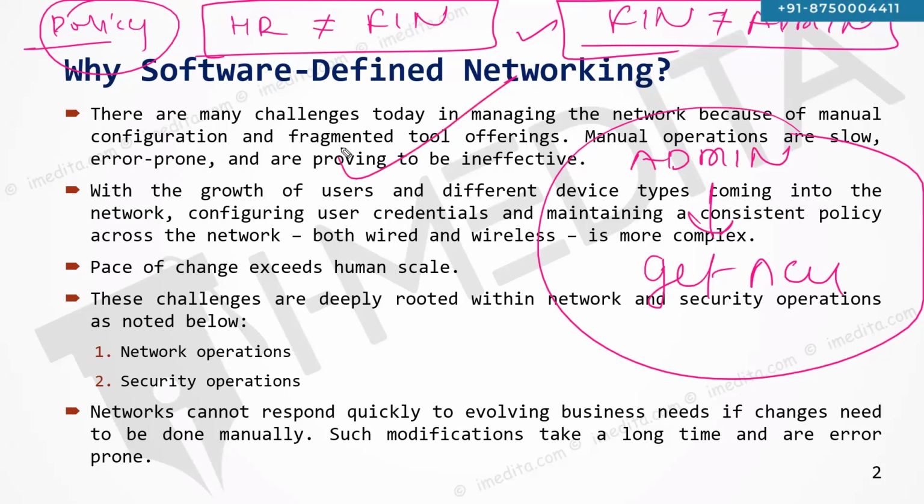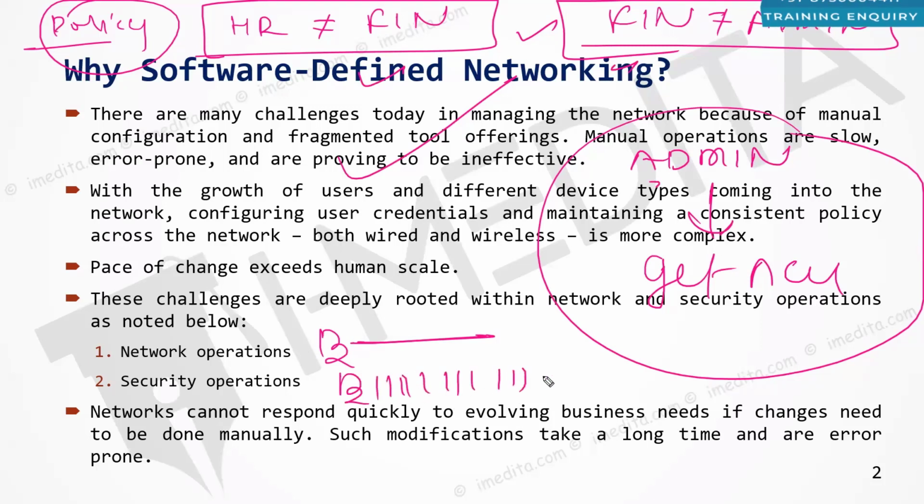Now, not only do we have to enforce this policy in a wired network, but we also need to enforce it in a wireless network. In a modern day network, we have not only wired users but also wireless users. If a user connects using a wire, the same policy should be applied. And if the user connects via some wireless technology such as Wi-Fi, the same policy should also be applied. So we have to create policies for wired users and for wireless users.